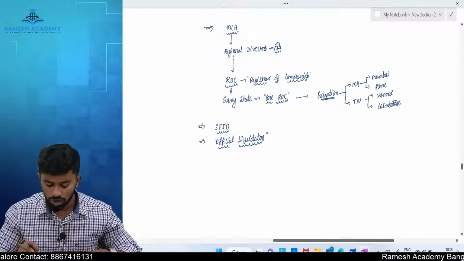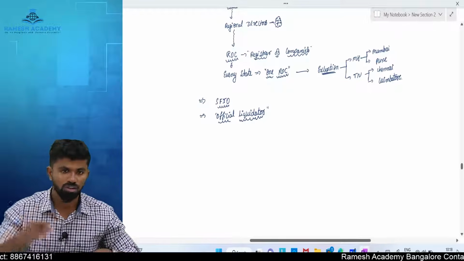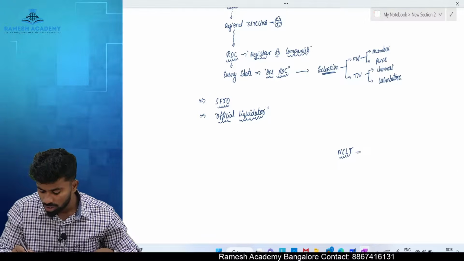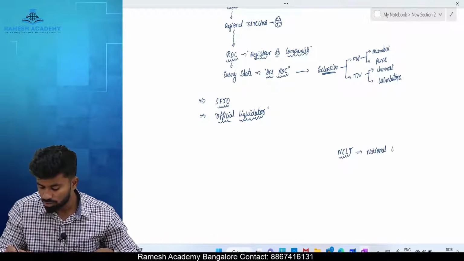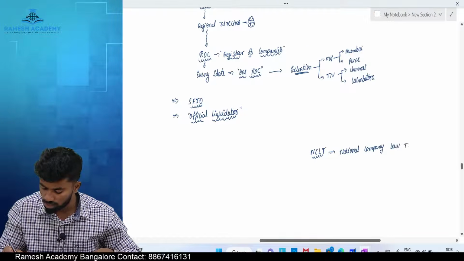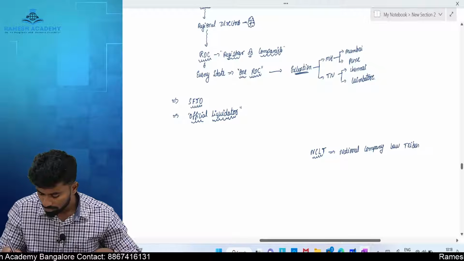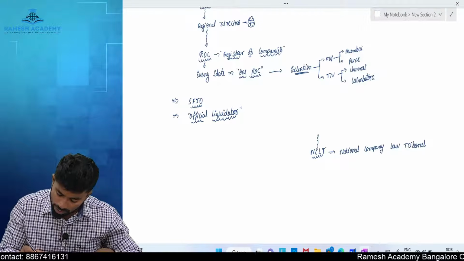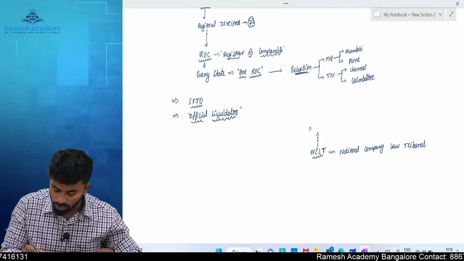Tribunals. So if you have a dispute, the first level of filing a suit is what? NCLT. What is NCLT? National Company Law Tribunal. So if you have any dispute, you can file a petition in the National Company Law Tribunal. So against the NCLT, you can go to an appeal to where?